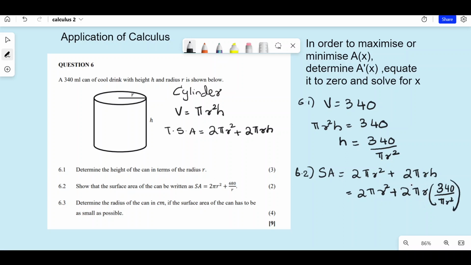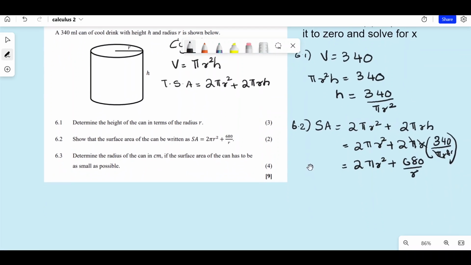Now the pi cancels here, r also cancels one of them, so one r will remain. So what is remaining here is 2 pi r square plus 2 times 340, which is 680. In the denominator you are left with 1 r. That is what you were asked to show. So we are done with 6.2 also.